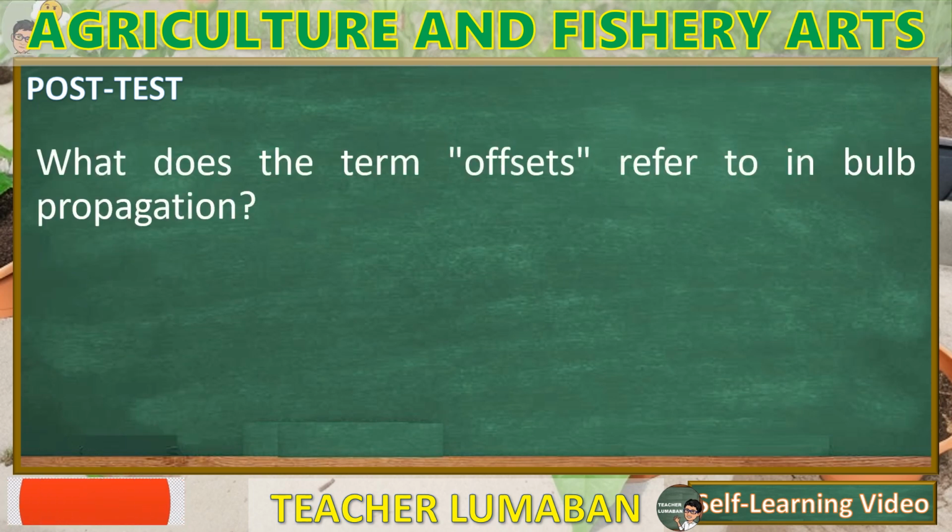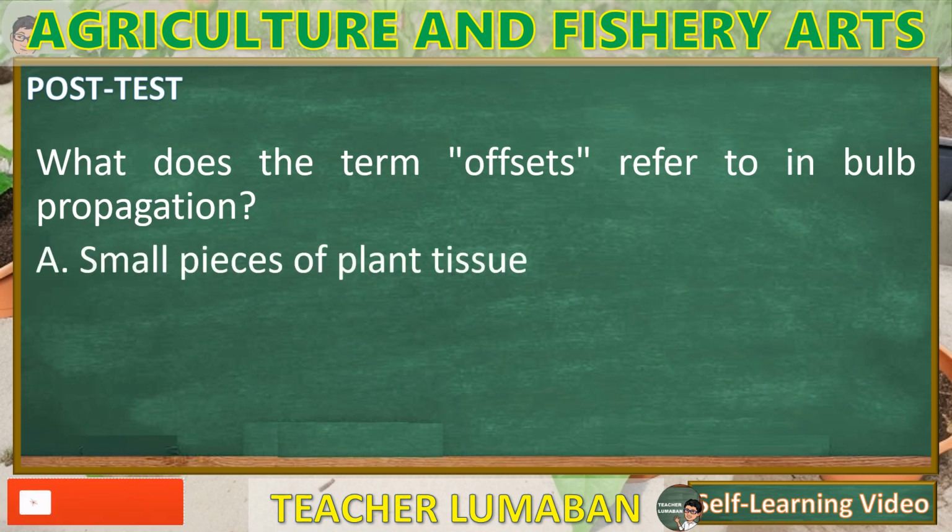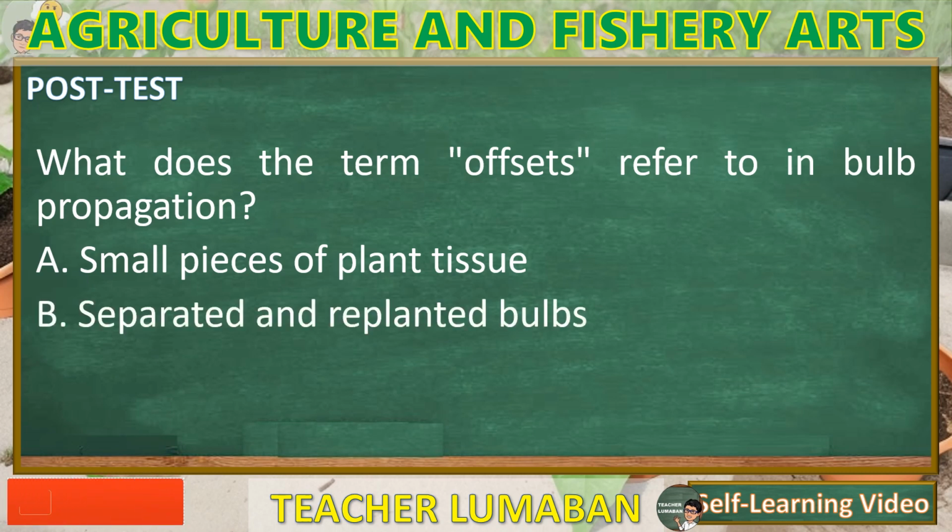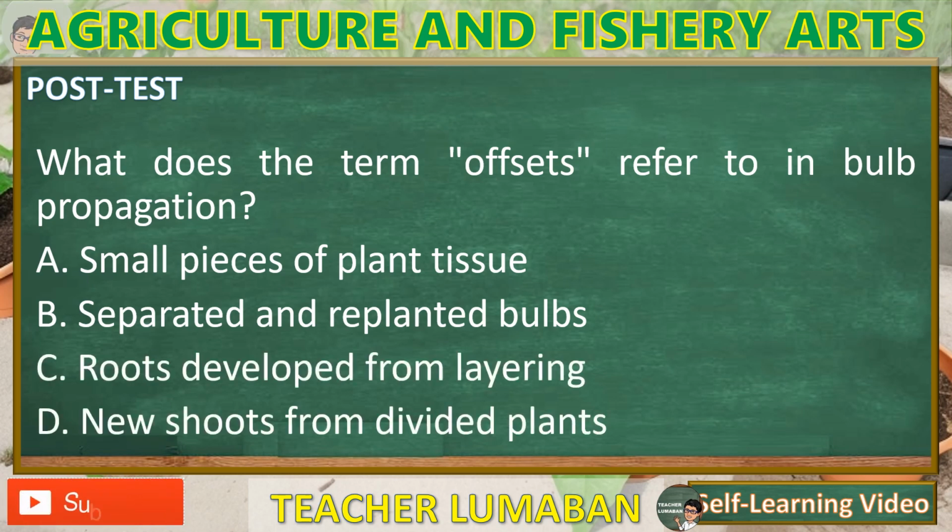What does the term offsets refer to in bulb propagation? A. Small pieces of plant tissue. B. Separated and replanted bulbs. C. Roots developed from layering. D. New shoots from divided plants.